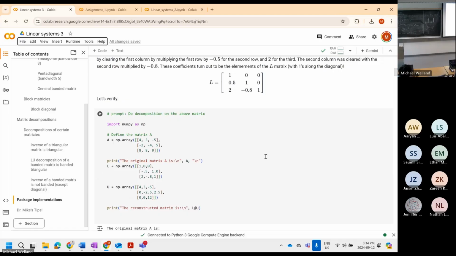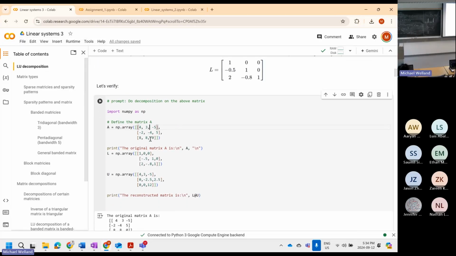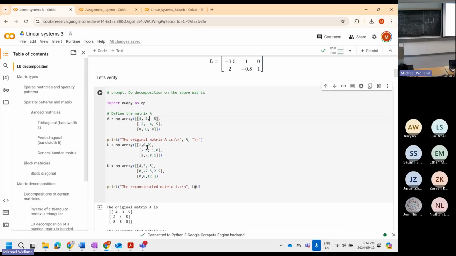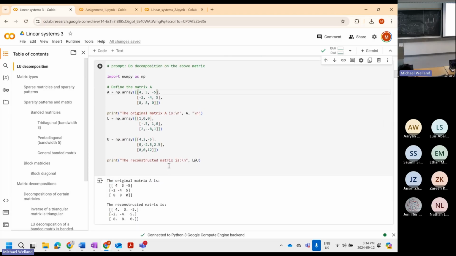Great. Let's just do a quick check. Here's the original matrix. Here are the matrices L and U that I calculated there.